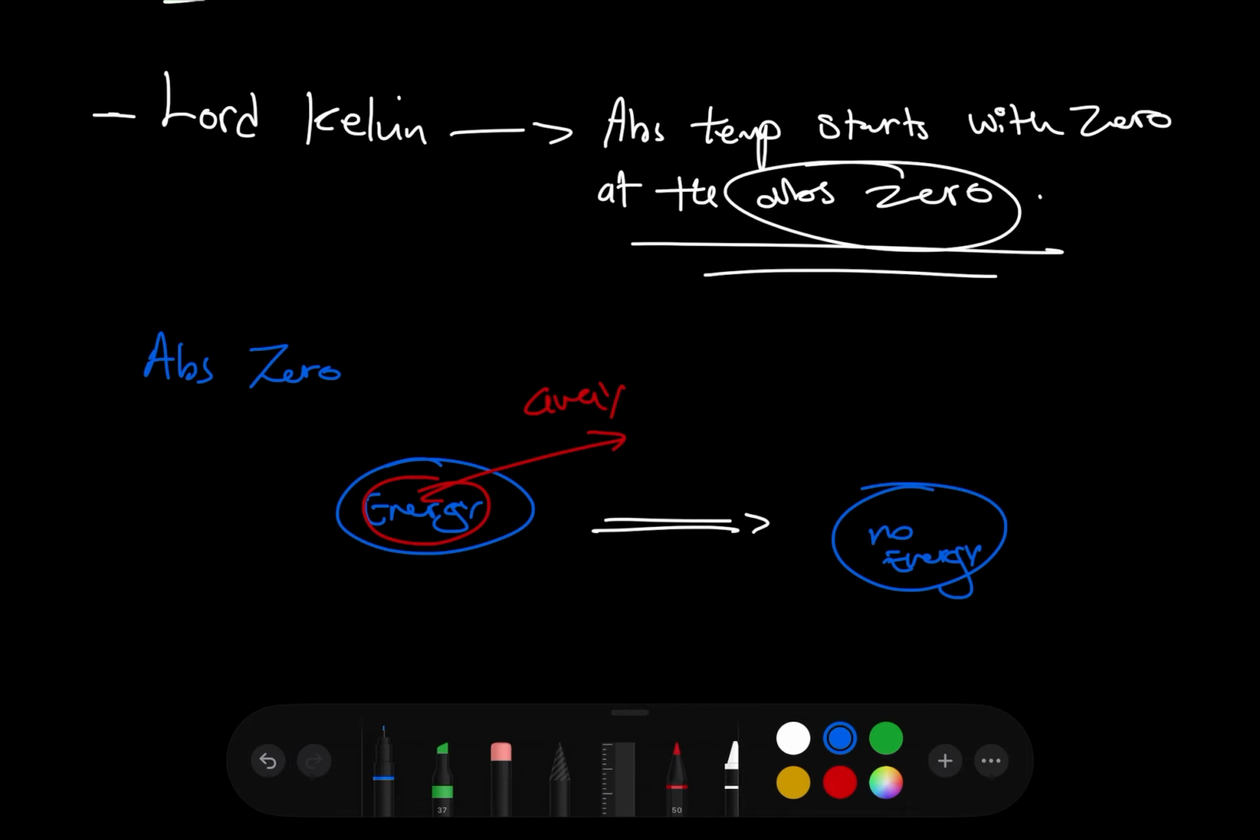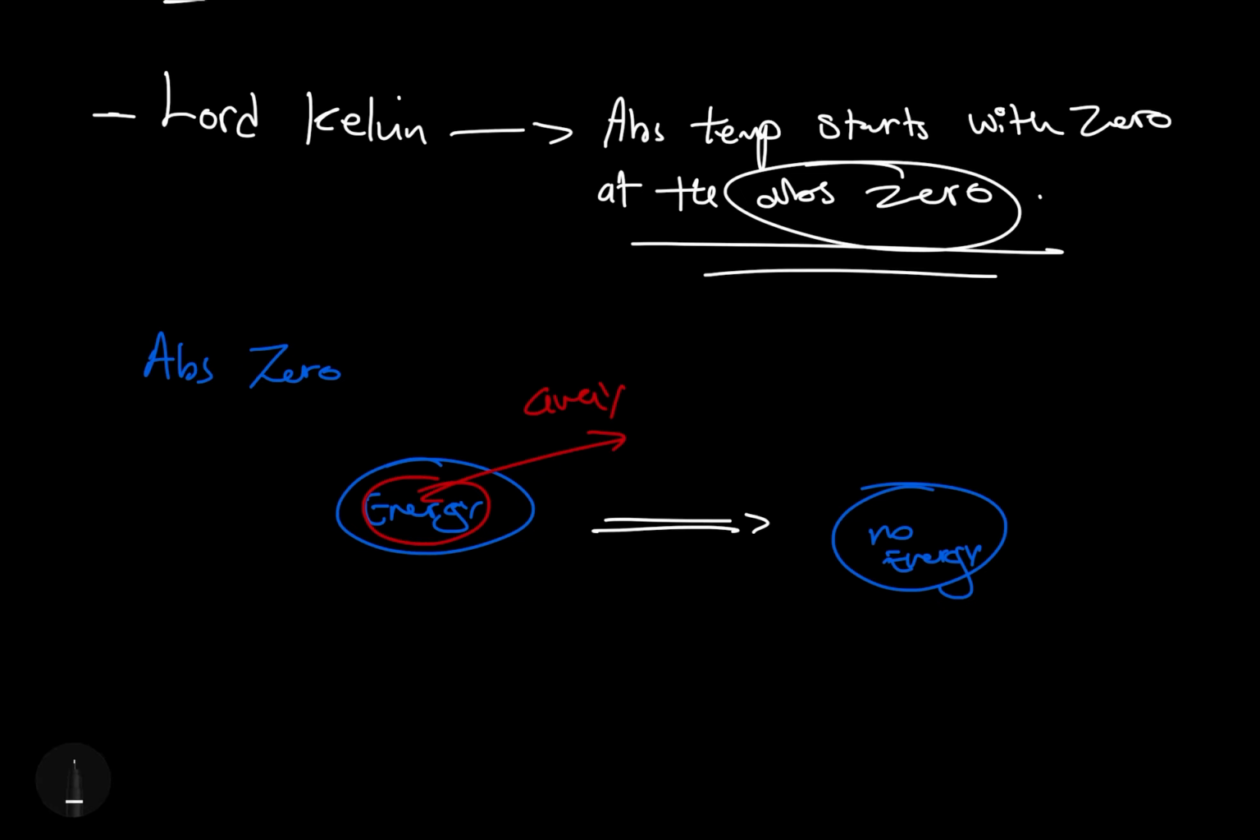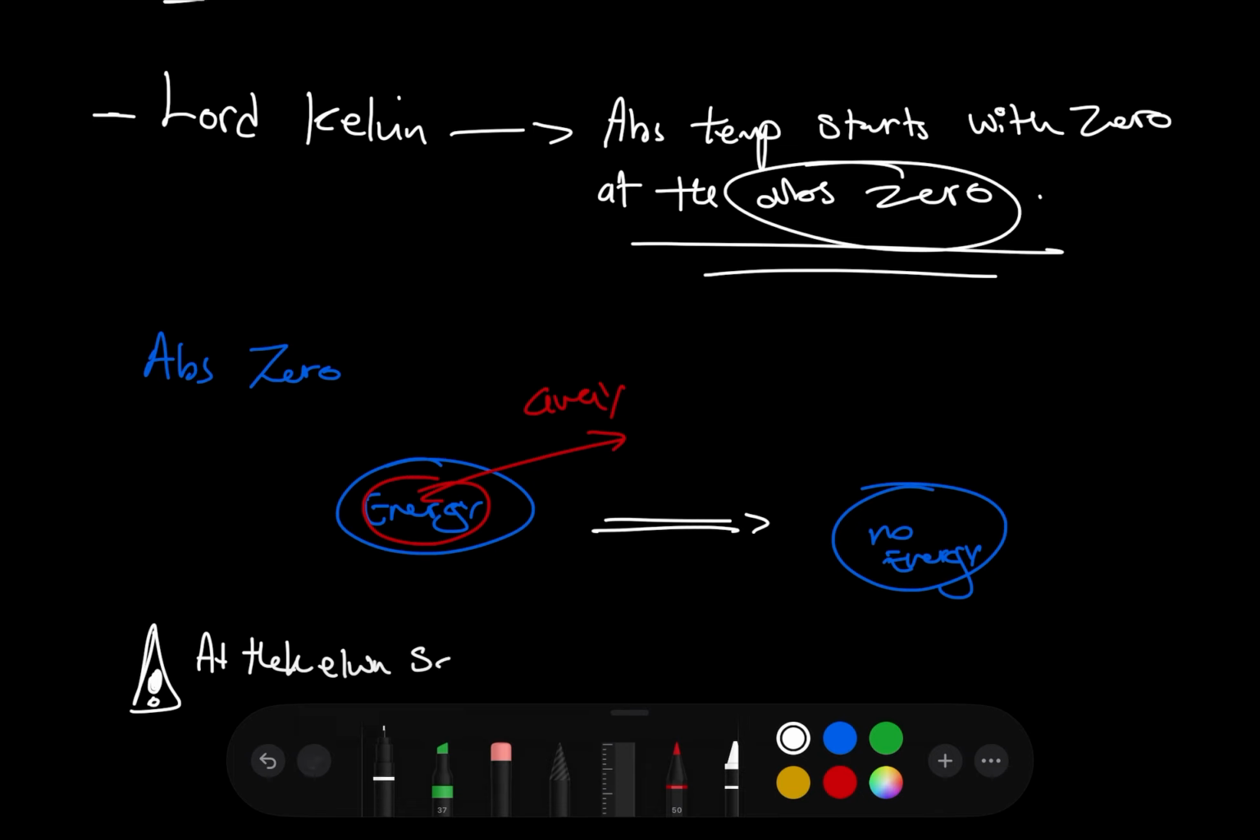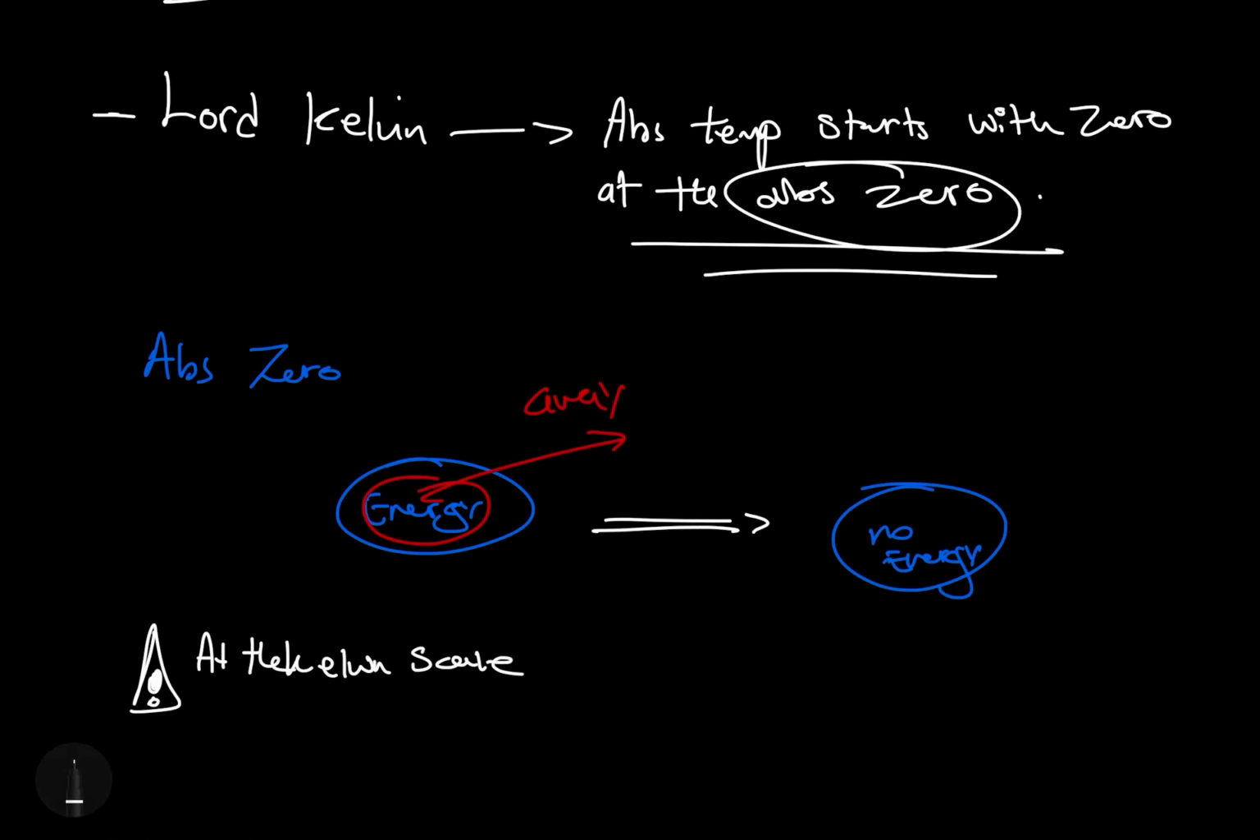So on the Kelvin scale, the temperature is proportional to the kinetic energy, which means that it has the minimum possible kinetic energy. So it's the most accurate type of scale in a way. So here we have a cautionary sign. I'm going to write what I just said. On the Kelvin scale, temperature is directly proportional to the kinetic energy.